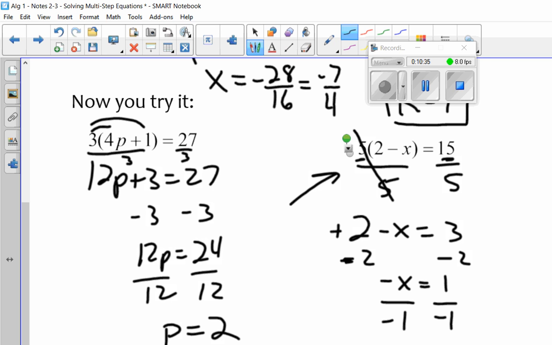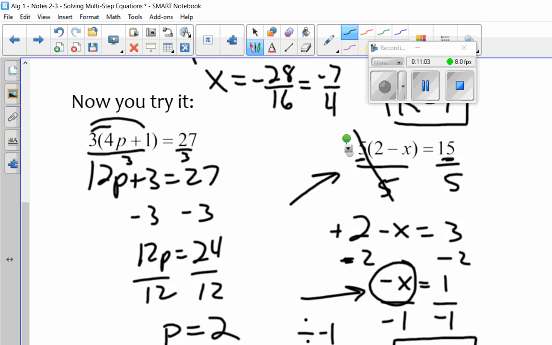And I got negative x equals 1. Now, you cannot leave a variable negative. So you can either divide by -1 or you can multiply by -1 to change that sign. I have gotten in the habit of always dividing by -1. Doesn't matter which way you do it. But my answer now is x equals -1.